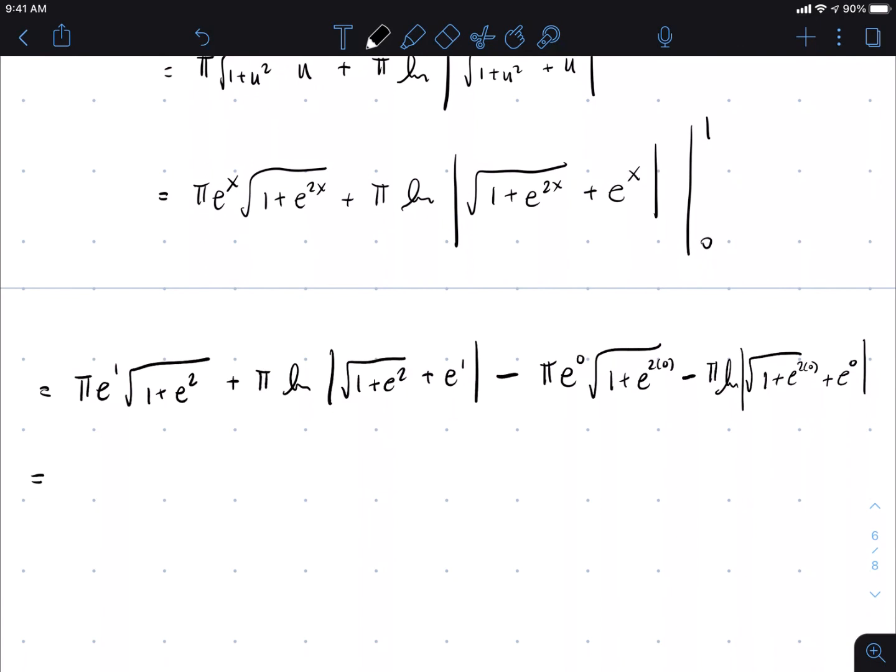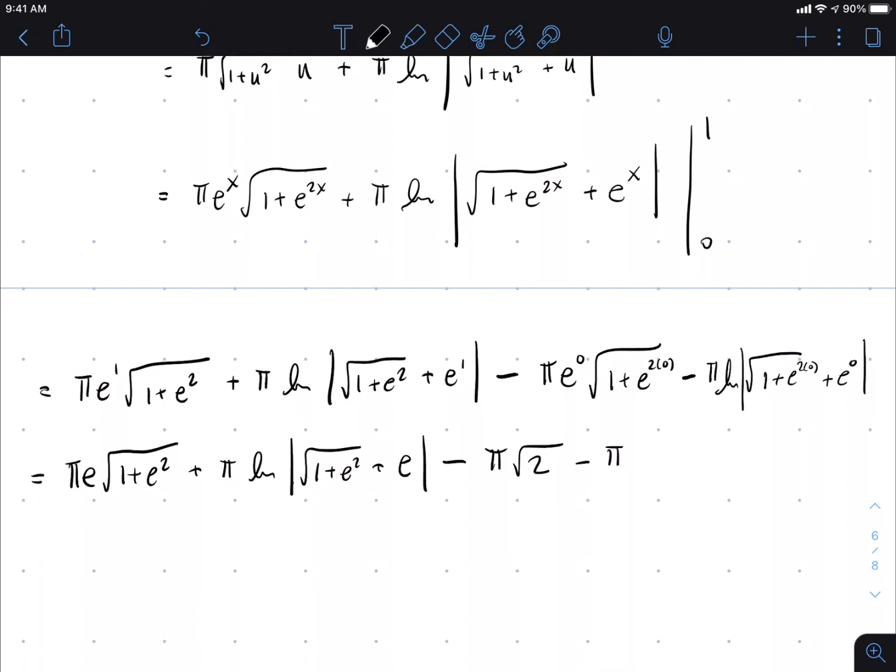Agreed. Which is going to give me pi e root 1 plus e squared plus pi ln 1 plus e squared plus e minus pi root 2 minus pi ln of root 2 plus 1.